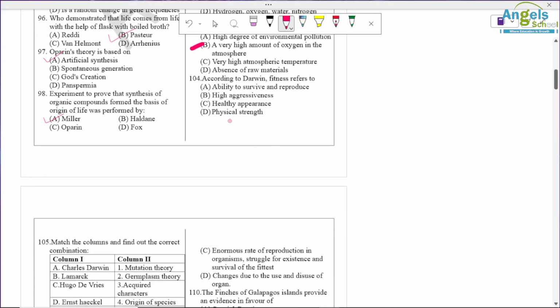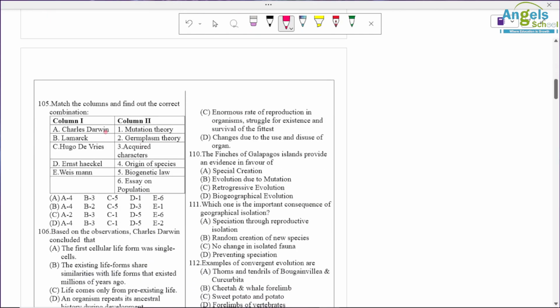Question number 104. According to Darwin, fitness referred to reproductive ability and the ability to survive. So A is correct.